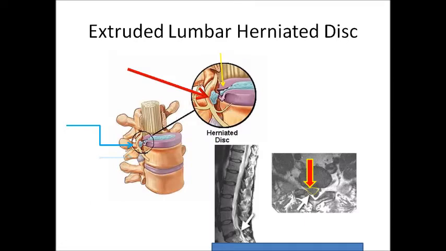Sometimes herniated disc can actually break off from the parent disc, which we call extruded or even sequestered lumbar herniated disc, which is shown on this diagram. The red arrow above shows the extruded disc, whereas on the right side, the red and white arrows show such disc extrusion on an MRI image.